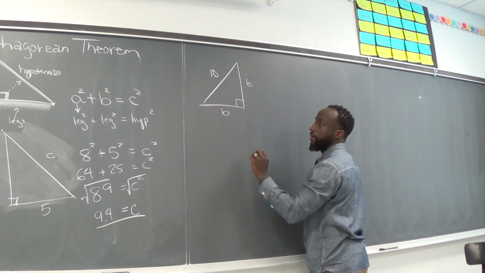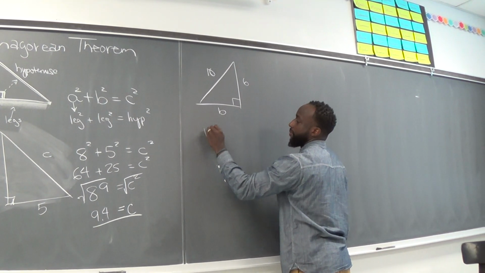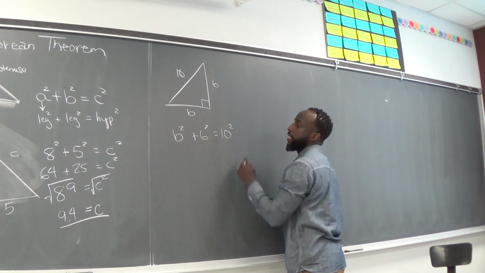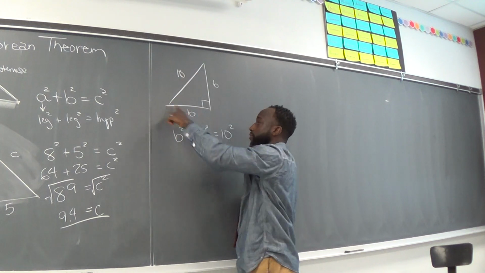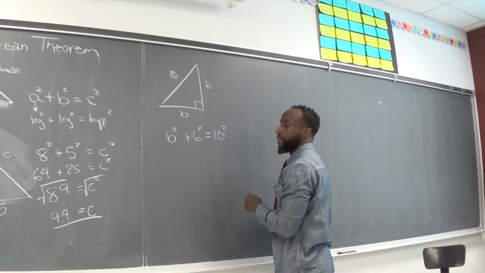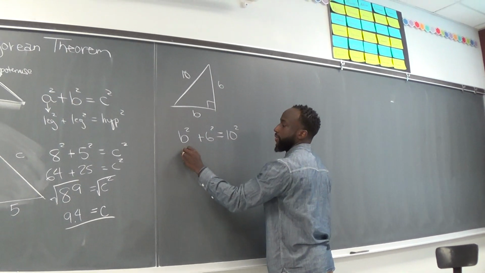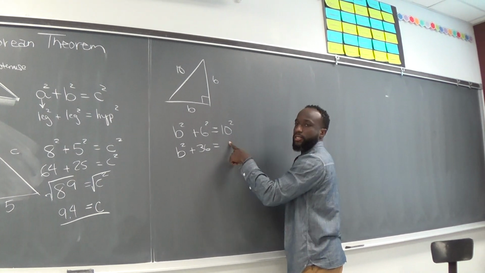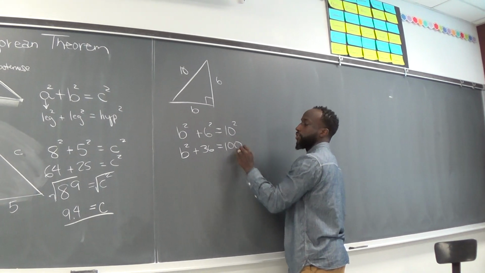Okay? So now this is how you set it up. Let's do B squared plus 6 squared equals 10 squared. It's important that you always put the hypotenuse on the right side of the equal sign. Always make sure the hypotenuse is on the right side. Okay? So now let's simplify this. 6 squared is what? 36. And 10 squared is 100.